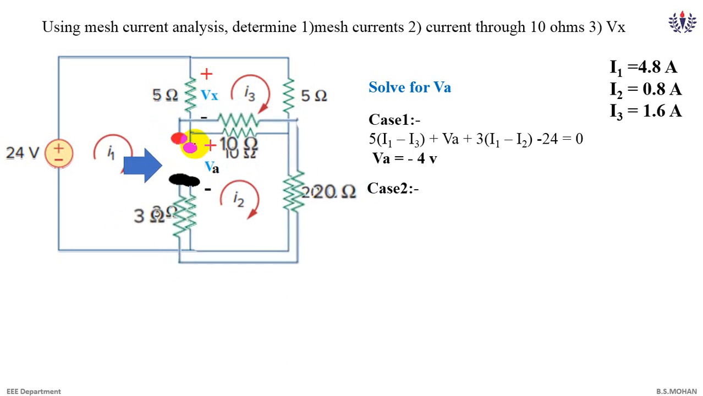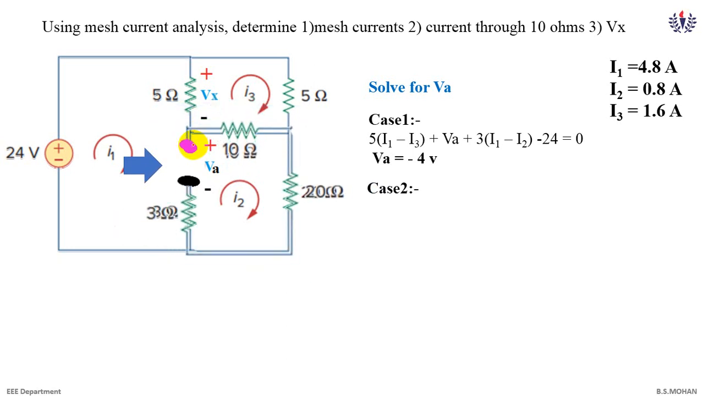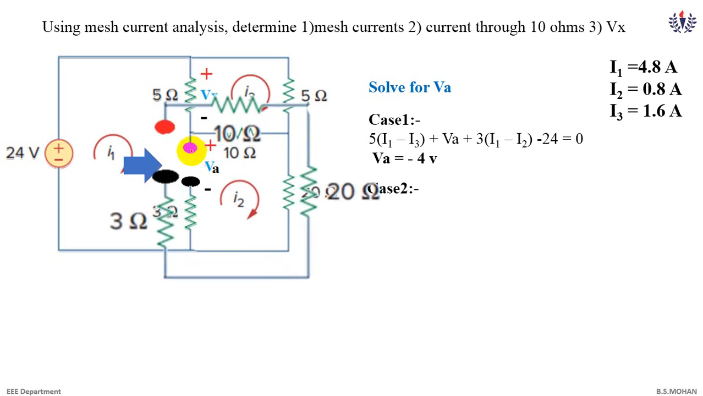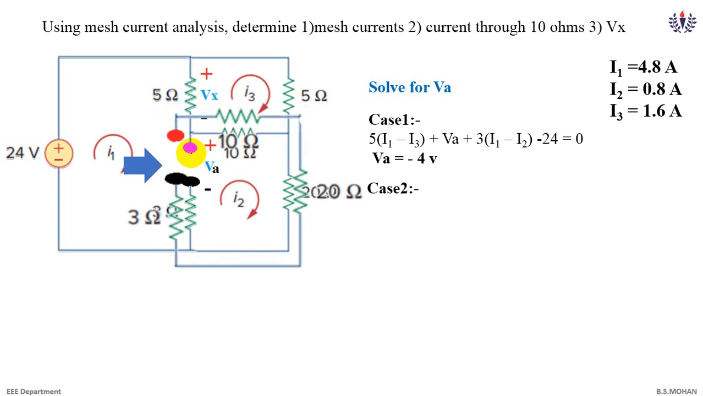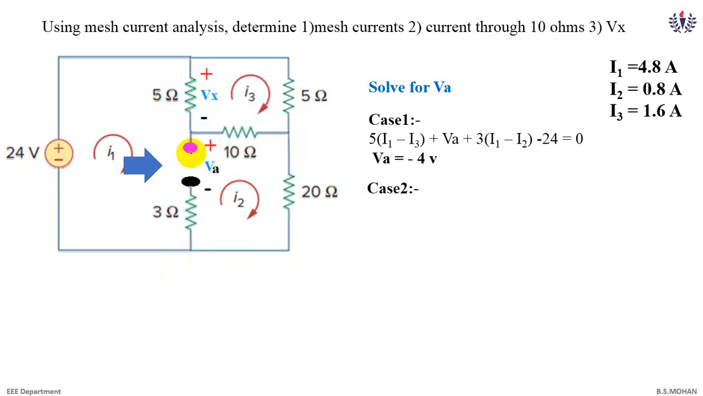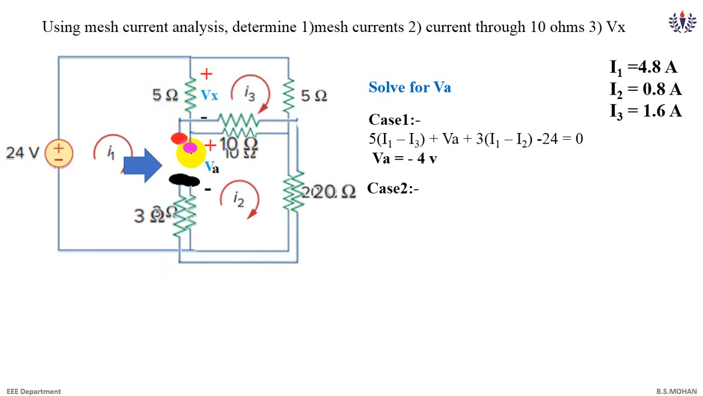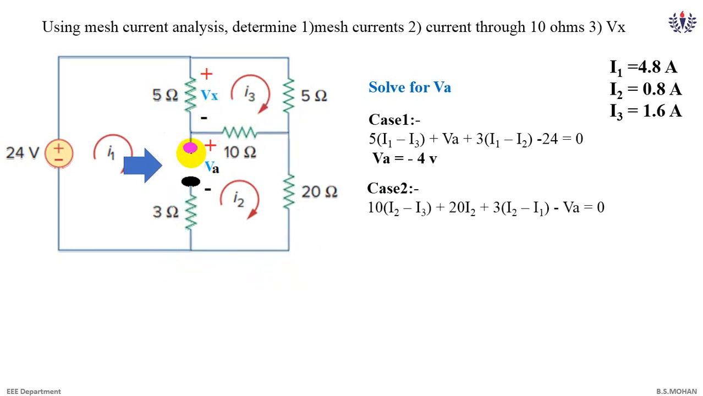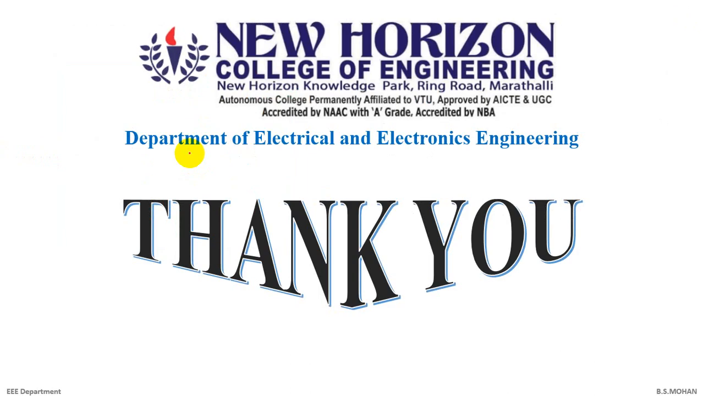In an exam, you can do either case 1 or case 2. Anyone. Do not do both because they are parallel across those 2 ends. Across your red and black knob, they are parallel and the voltage remains same in parallel. So in exam, do it for any one mesh. So 10 into I2 minus I1 plus 20 into I2 plus 3 into I2 minus I1 minus VA equal to 0. So when you substitute, you still get same answer as minus 4 volts. Right? That's about Supermesh. Thank you.